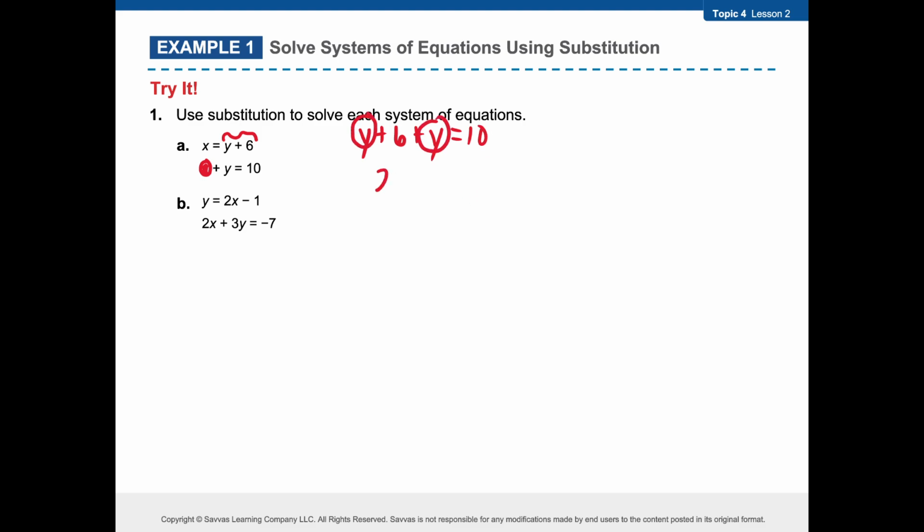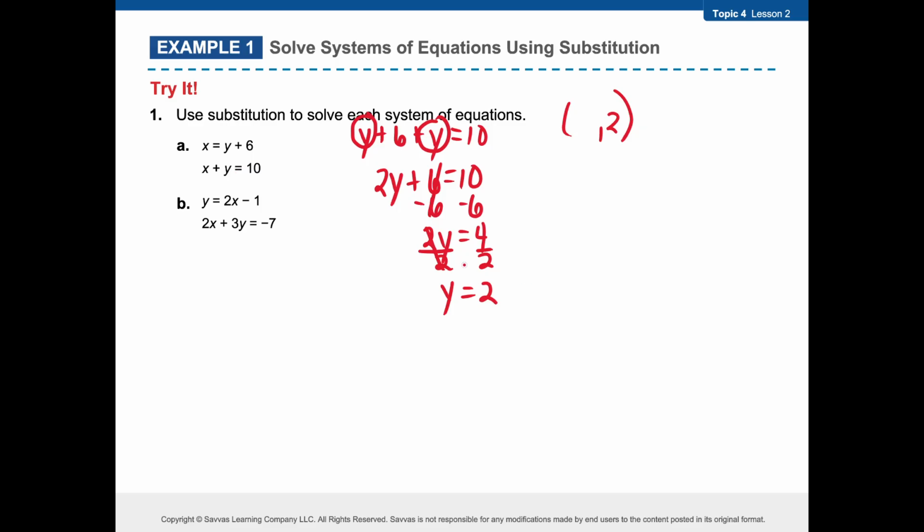Combine your like terms. You have 2 y's plus 6 equals 10. Solving for y now. Subtract 6 from both sides. 2y equals 4. Divide by 2. And y equals 2, which is the second coordinate. Now to find my x, again, you can substitute it into either equation to find the x value. I'm going to use the first one. X equals y, which is 2, plus 6. X equals 8. So my solution for letter A would be 8 comma 2.